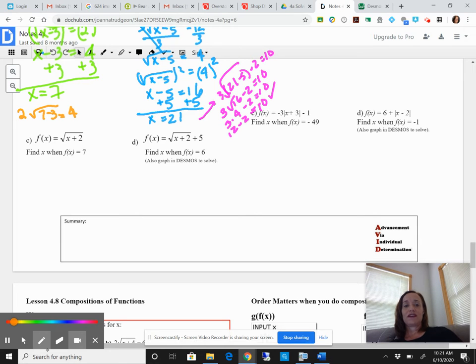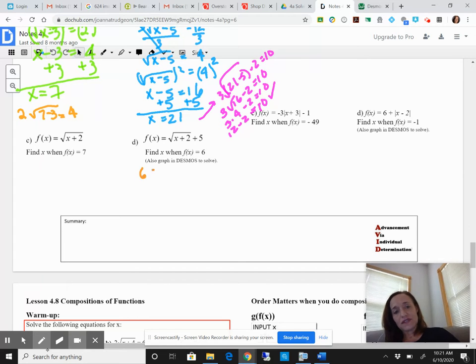Okay, so here it says f of x equals the square root of x plus 2, and then plus 5. I'm going to stick 6 into this equation. So 6 equals the square root of x plus 2, plus 5. I'm going to isolate the radical, so I'm going to subtract 5.